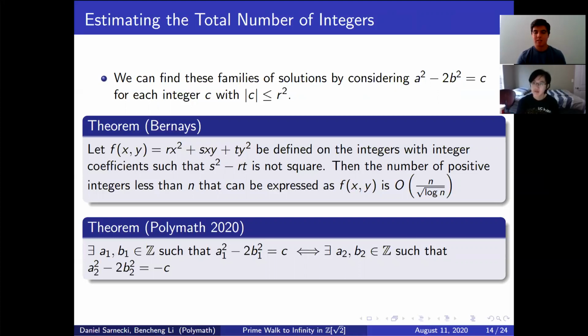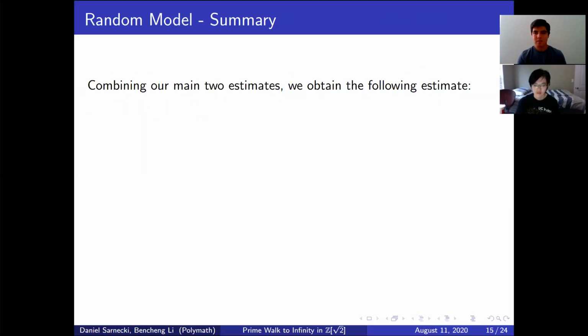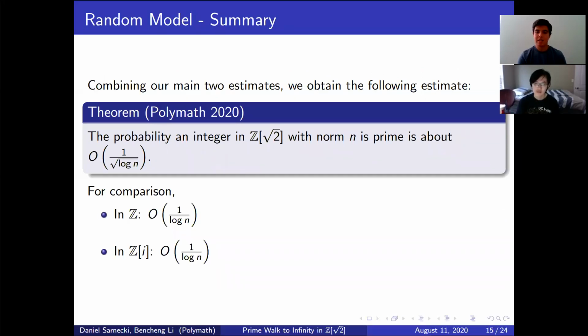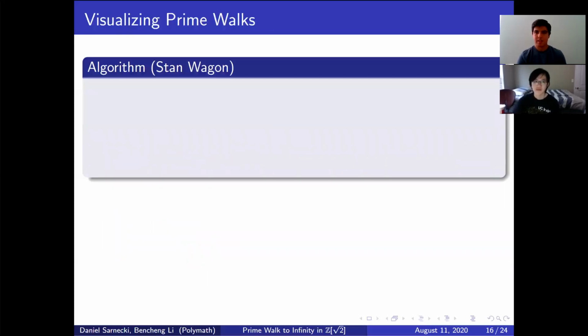This just multiplies the norm by negative 1. So as a summary of this random model right here, we're combining our two estimates and we obtain the following probability estimate: the probability that an integer in Z[√2] with norm n is prime is on the order of 1 divided by the square root of log n. By comparison, in Z and Z[i], this probability is 1 divided by log n. So this differs a little bit from Z[√2].